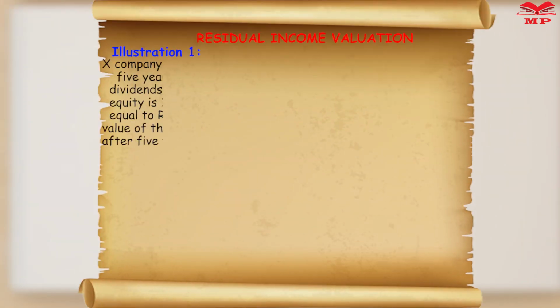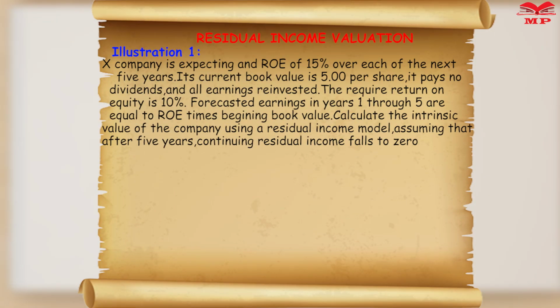So let's look at an example. X company is expecting an ROE, or return on equity, of 15% over each of the next 5 years. Its current book value is 5 per share. It pays no dividends and all earnings are reinvested. The required return on equity is 10%. Forecasted earnings in years 1 through 5 are equal to ROE times the beginning book value. Calculate the intrinsic value of the company using the residual income model, assuming that after 5 years, continuing residual income falls to 0.